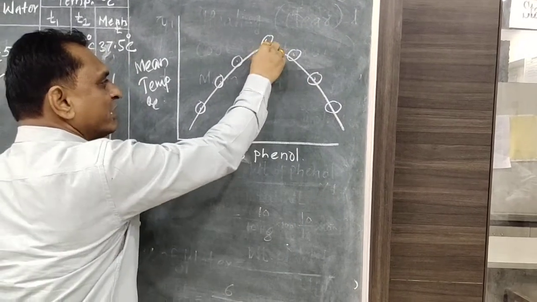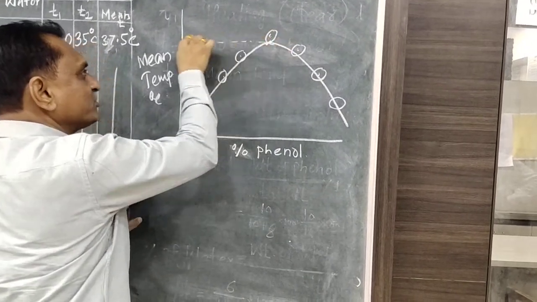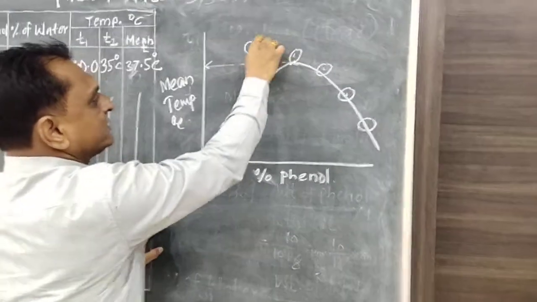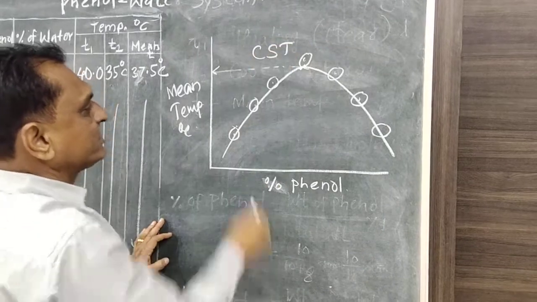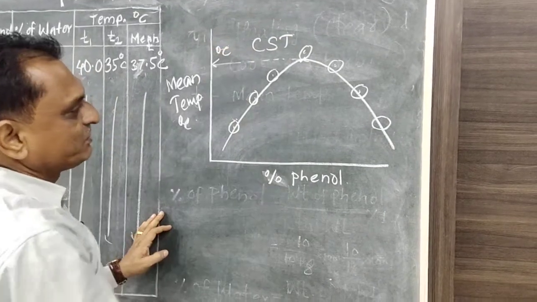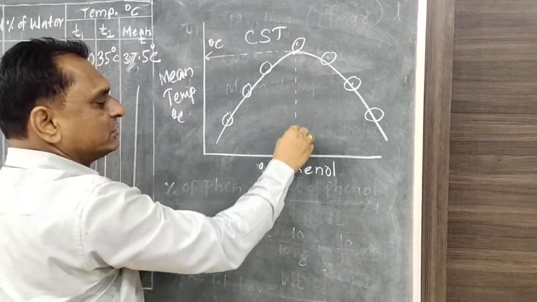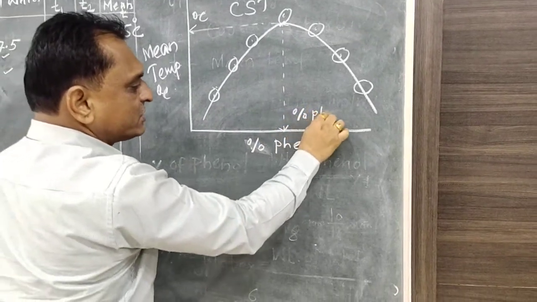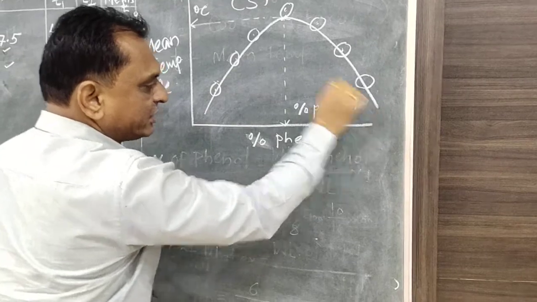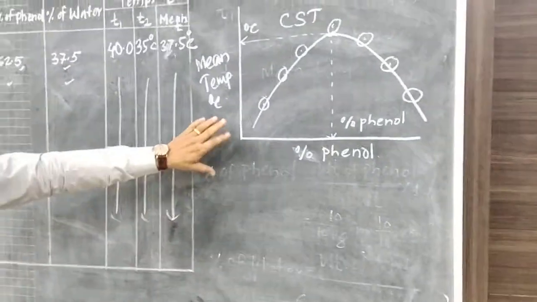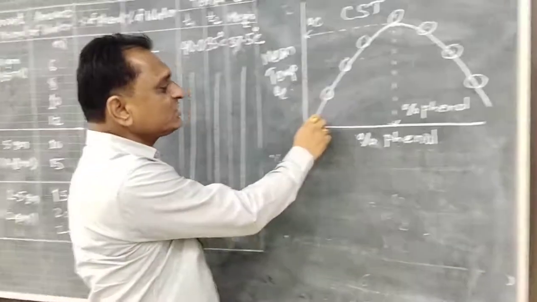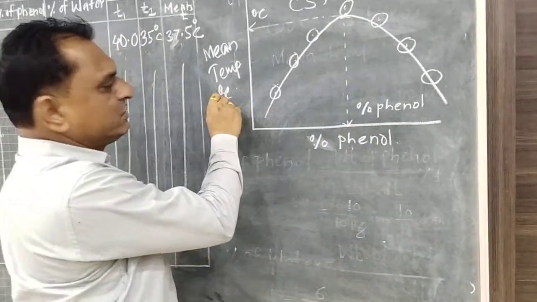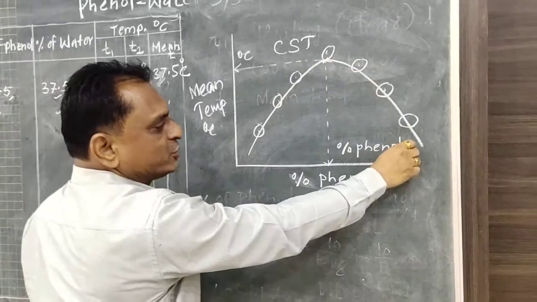This is the highest point. This is the point where the temperature is highest, and it is called the critical solution temperature. It is in degrees Celsius, and the corresponding percentage of phenol is called the percentage of phenol at critical solution temperature. So this is the nature of the graph, with percentage of phenol and mean temperature.